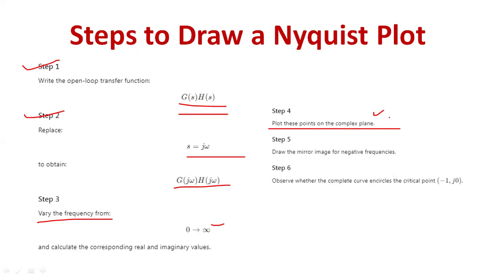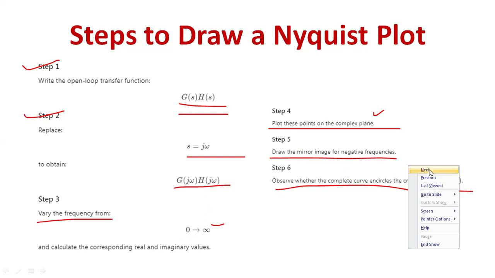So you have to mark a real part and imaginary part. Try to plot all the points in the complex S-plane. So draw the mirror image for the negative frequencies. So 0 to infinity, then parallelly you have to draw minus infinity to 0. Then observe whether the complex curve encircles the point minus 1 plus 0j. Then you are able to get the particular path.